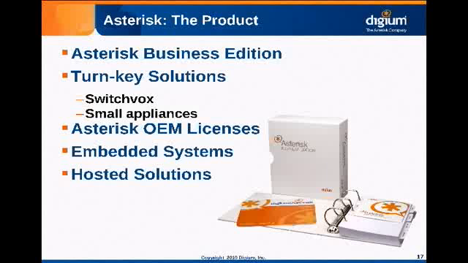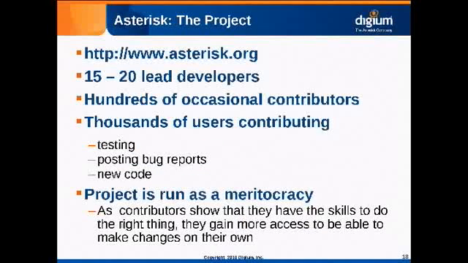From the open source project side of things, the website is asterisk.org. There are about 15 or 20 what we call lead developers. These are people who have proven themselves within the Asterisk community, that they know how to do the right thing, and that they're trusted to go in and change the code, fix things, and add features. Let me point out that about half of those work for Digium, and the other half are from the community at large. So there's a nice balance between the development efforts that Digium puts into Asterisk and the efforts that the greater community puts into Asterisk.